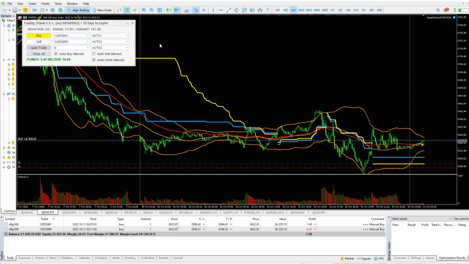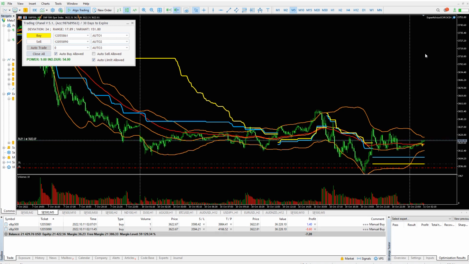So if there's no variant, it means it's flat. It's very hard to trade in that current situation, but here there's a variant of 151. It's pretty good, so we have a potential move. And the power is a logic which analyzes the zigzag and calculates the power of the zigzag. So now you see there's a positive, a new positive impulse growing up. And this is the duration of one of the lines, which can be interesting. The longer the duration of the line, the more mature the trend.